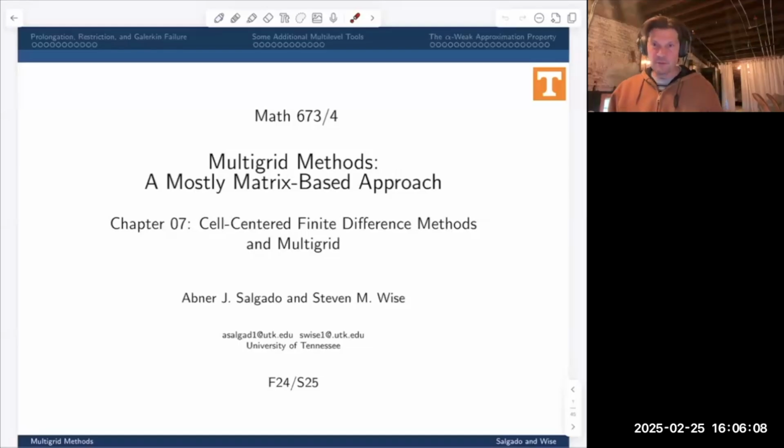Welcome back to Multigrid Methods. We're trying to get through Chapter 7, which is discussing cell-centered finite difference methods and multigrid solvers for those methods.